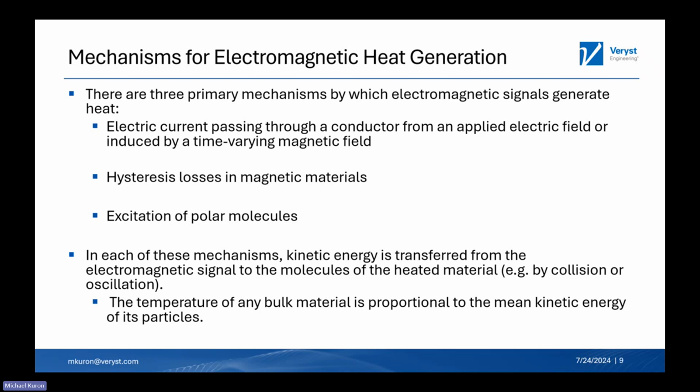But at the fundamental level, the manner in which these work is that kinetic energy is transferred from the electromagnetic signal to the molecules of the heated material. And that can be done by collision or by oscillation from a magnetic wave. Thinking this through a little further, the temperature of any bulk material is essentially proportional to the mean kinetic energy of its particles. And so as we're transferring energy from time-varying electromagnetic waves, for instance, into a conductor, that is essentially what we're doing, making the molecules oscillate or move or collide with one another, and thereby increasing the temperature.